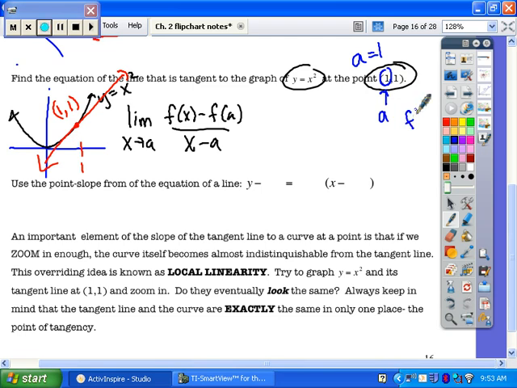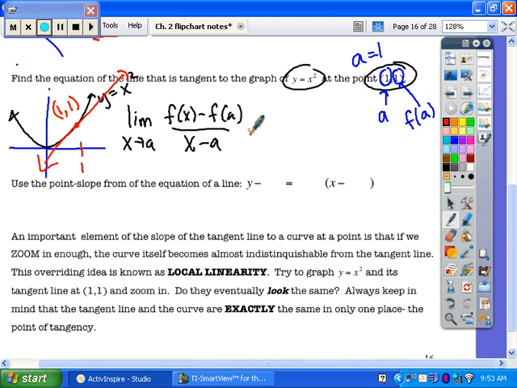Okay, now your f of a is the y value of this ordered pair. It just happens, it's a coincidence that the other one's also 1. But it doesn't have to be. They're not always going to be the same. In fact, most of the time they're not. But f of a is also 1. So now we plug it into the limit formula to calculate the slope of the tangent line.